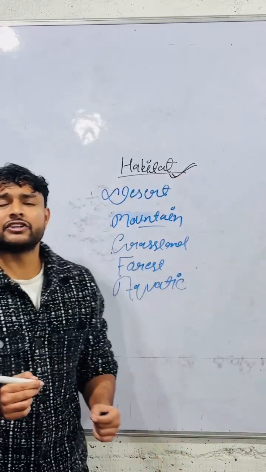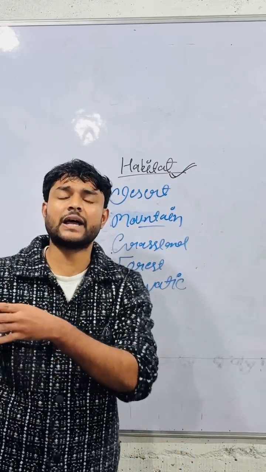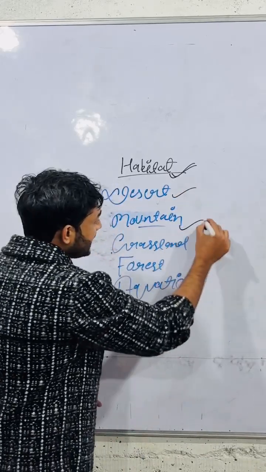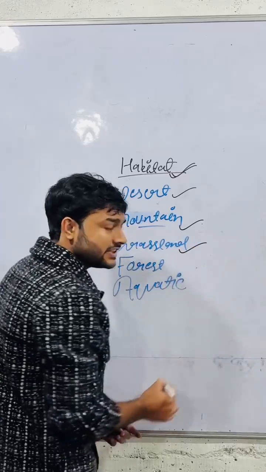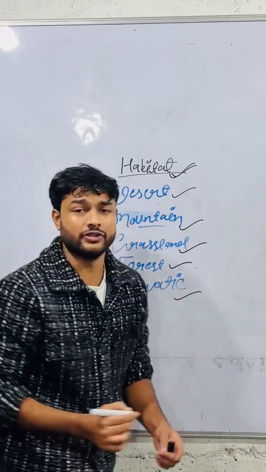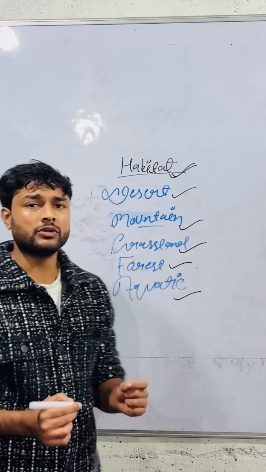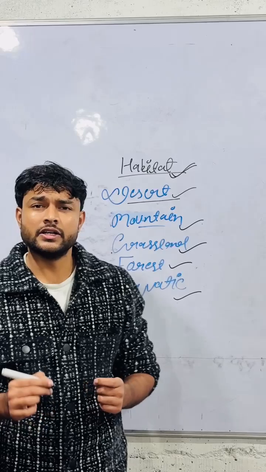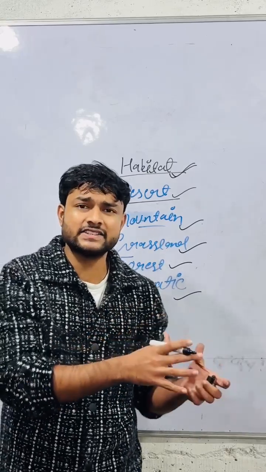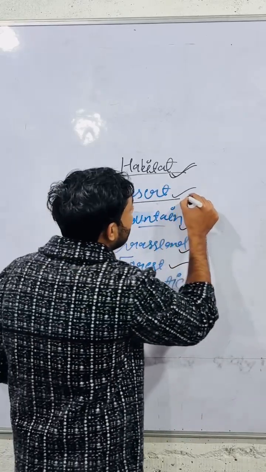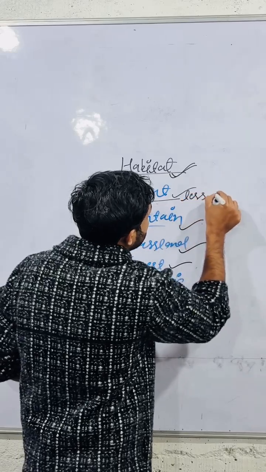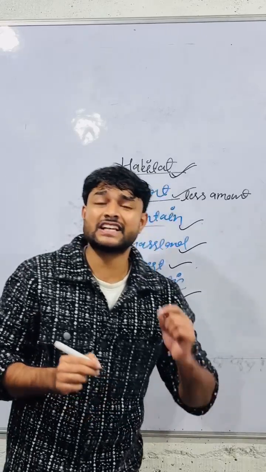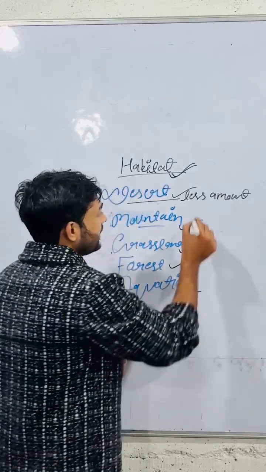In this world, different types of habitat exist. For example, desert habitat, mountain habitat, grassland, forest, and aquatic habitats. First of all, we have to discuss what a desert habitat is and how we can define it. It is a type of habitat where there is little water, a less amount of water, and the desert's climate is very hot and very dry.